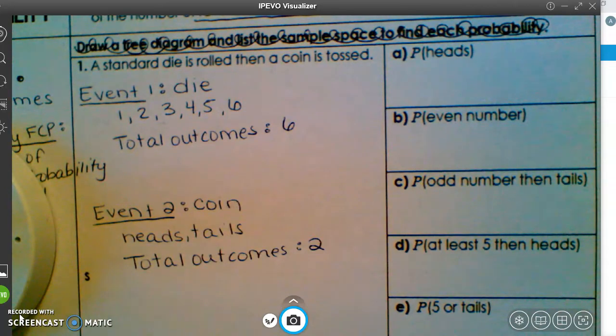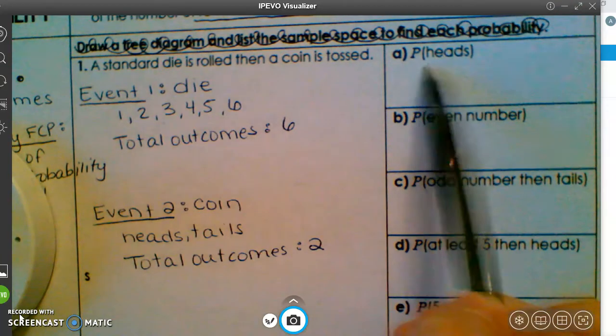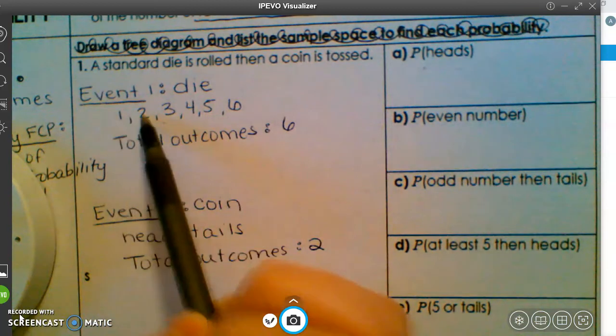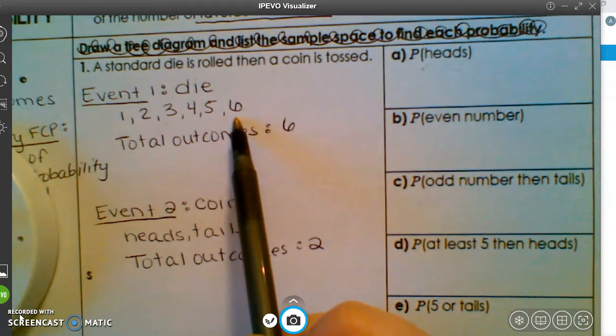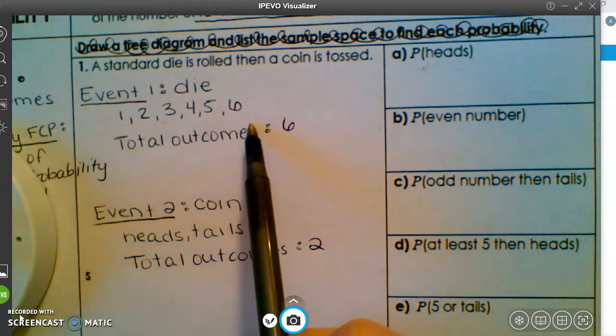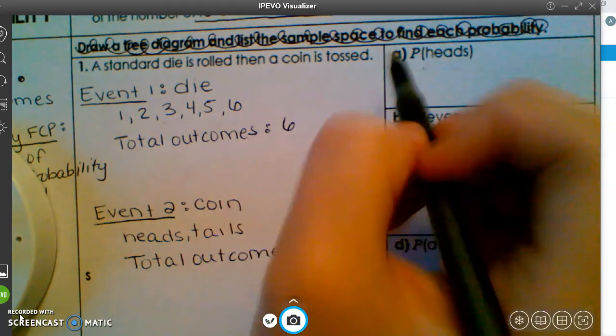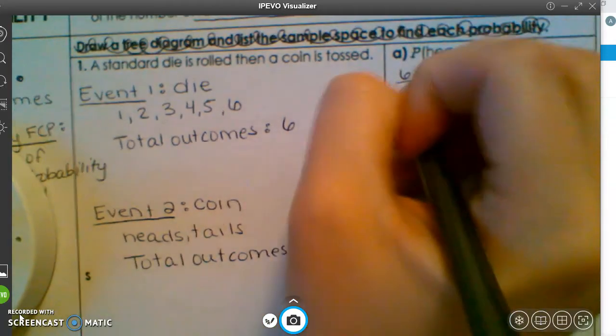So A says the probability of heads. Does it mention anything about the dice? It doesn't, so it's okay if you roll 1, 2, 3, 4, 5, or 6. All of those are okay. So how many favorable outcomes are there if you're okay with all of them? Well, there'd be 6. If you're okay with any of them, you would have a 6 out of 6 chance for that.